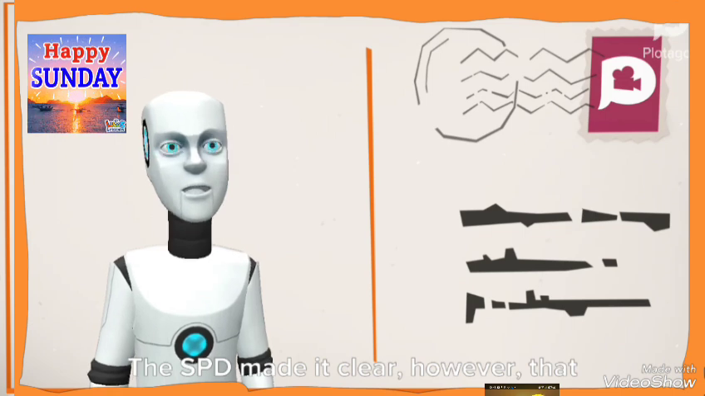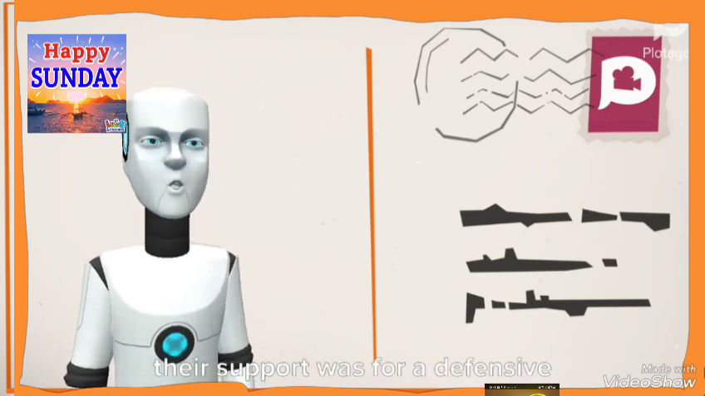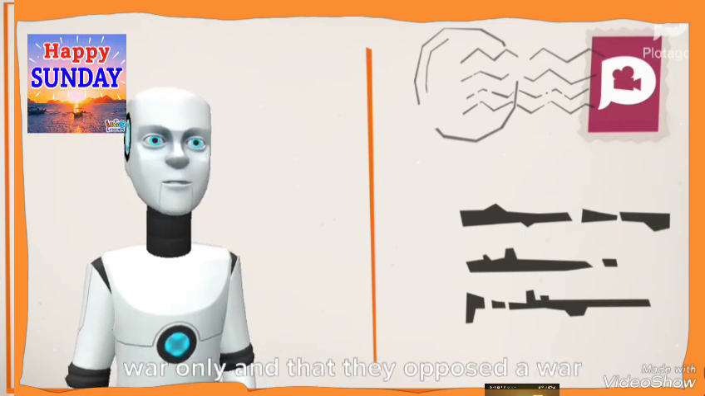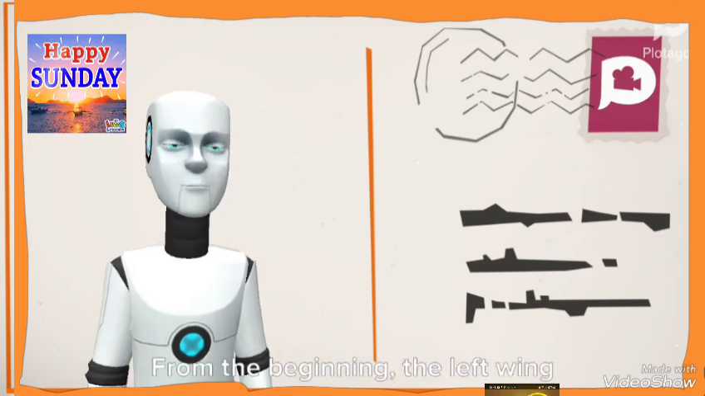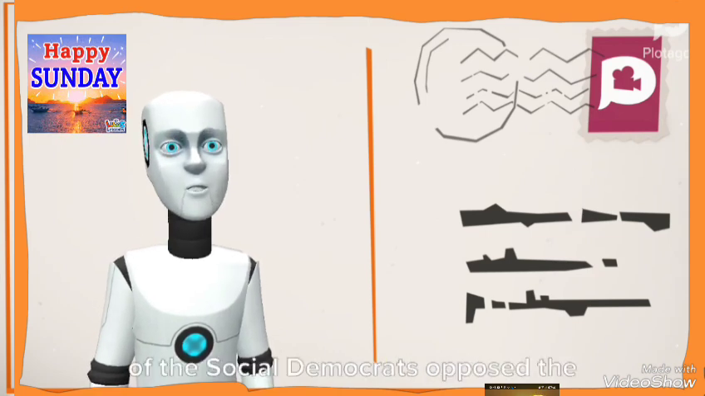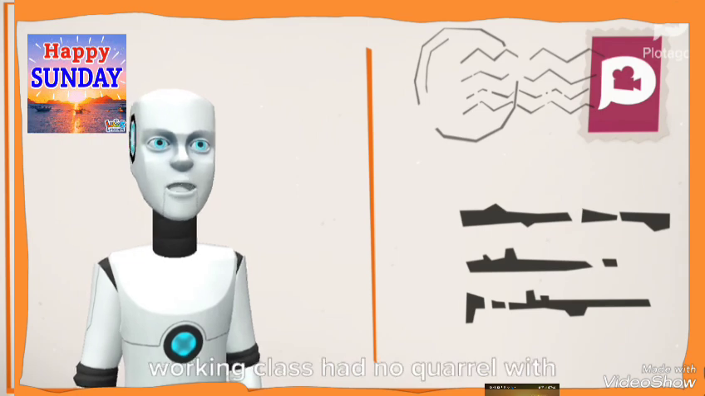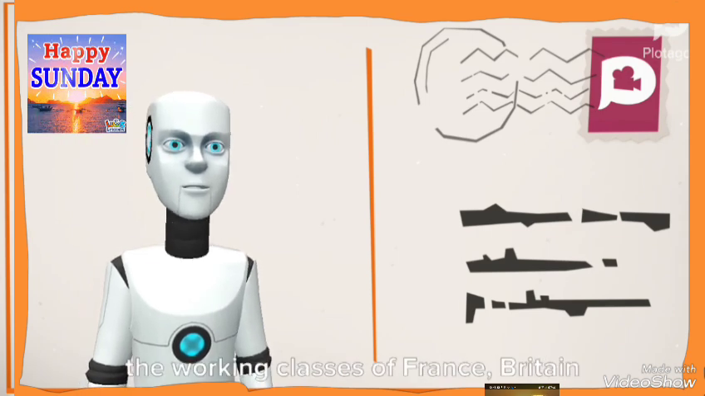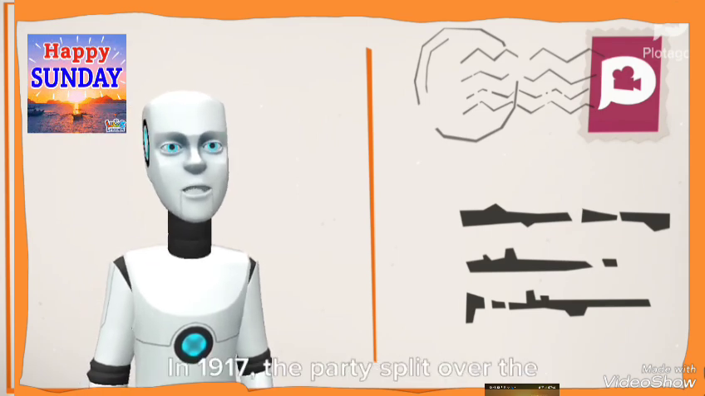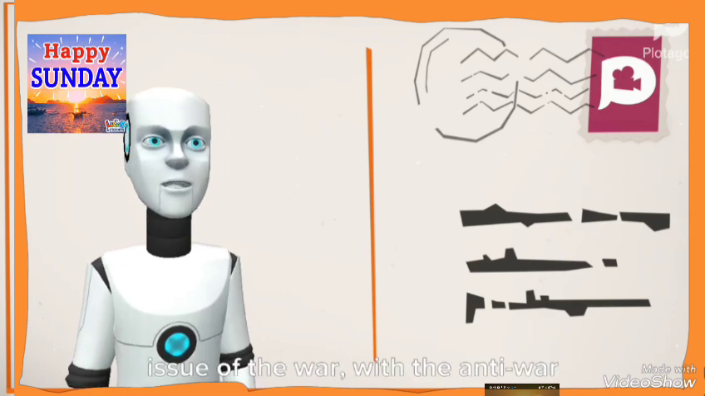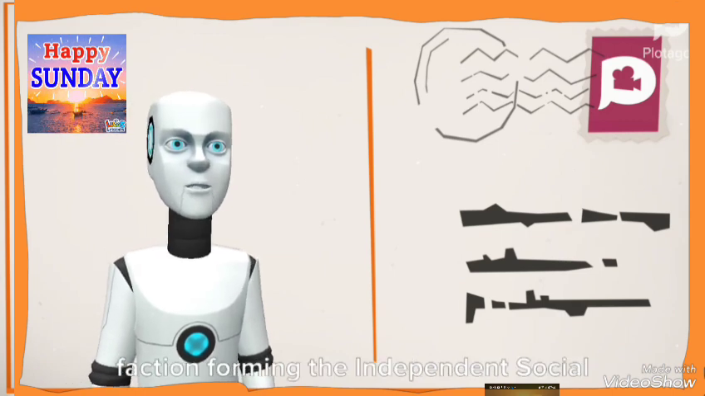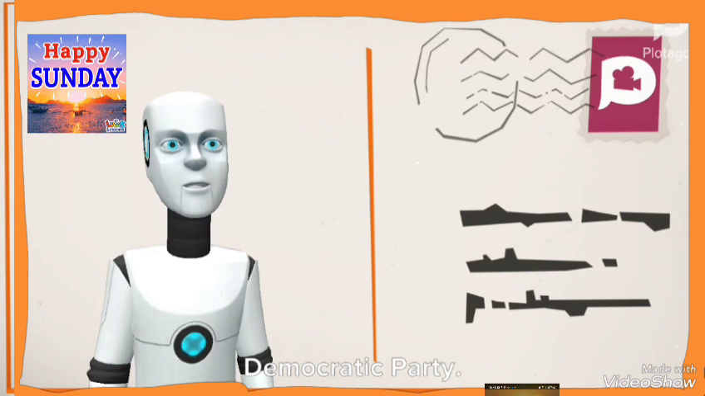The SPD made it clear, however, that their support was for a defensive war only and that they opposed a war of conquest. From the beginning, the left wing of the Social Democrats opposed the war on the grounds that the German working class had no quarrel with the working classes of France, Britain and Russia. In 1917, the party split over the issue of the war, with the anti-war faction forming the Independent Social Democratic Party.